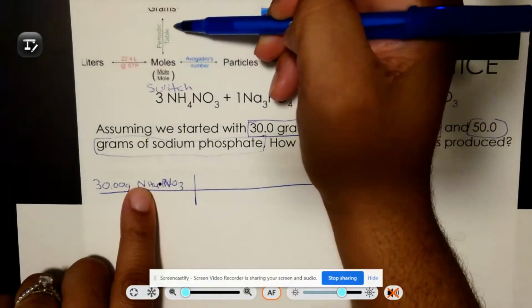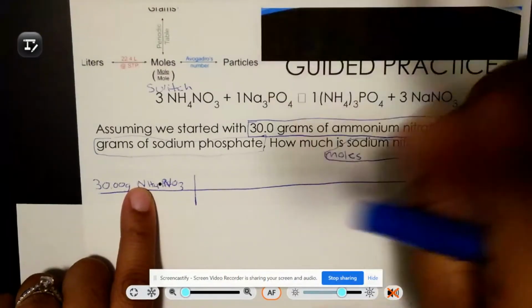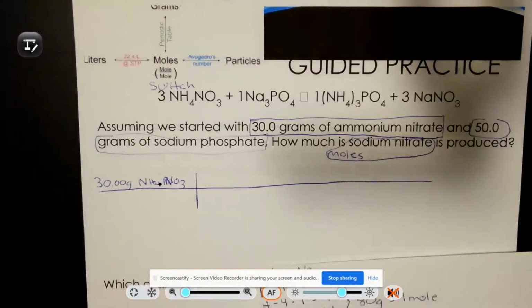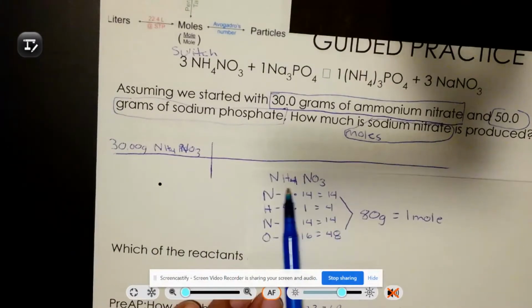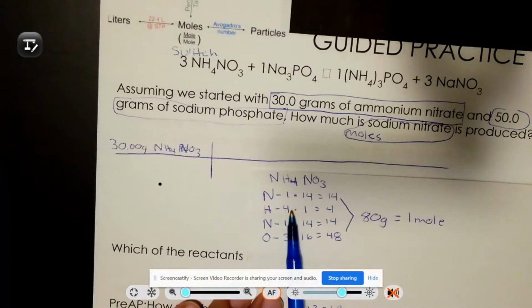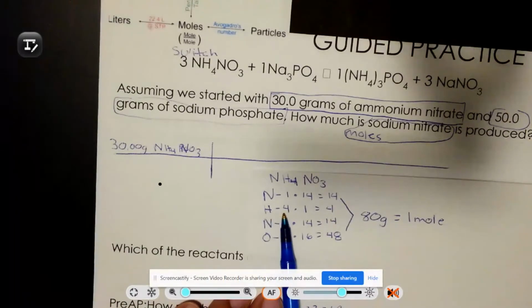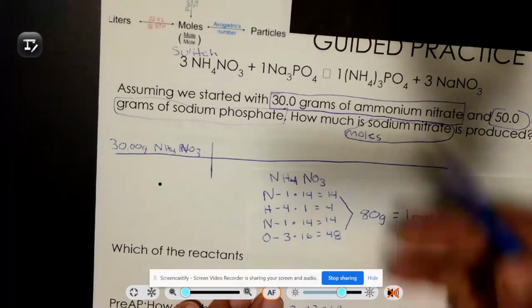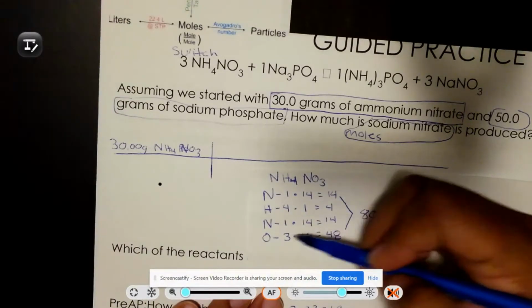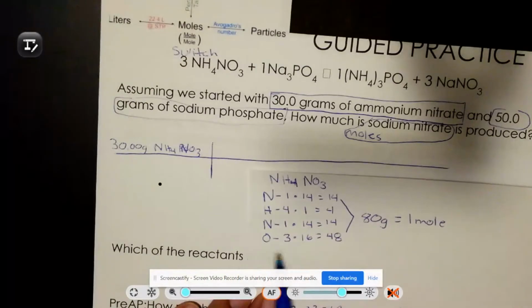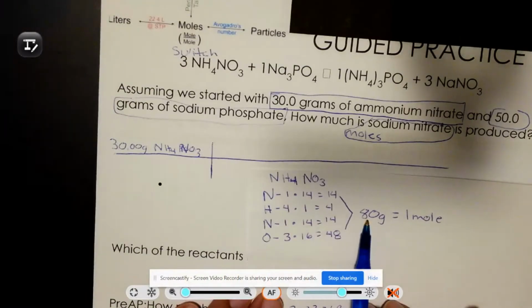We need to look up the mass on the periodic table, and I've already calculated that for us. That calculation is right here. We have two N's, which I separated, so it equals 14 each. Then we have NH4. The mass of hydrogen is 1, nitrogen has a mass of 14, and oxygen has a mass of 16. I multiplied all of these and added them together, and we got 80 grams equals 1 mole.